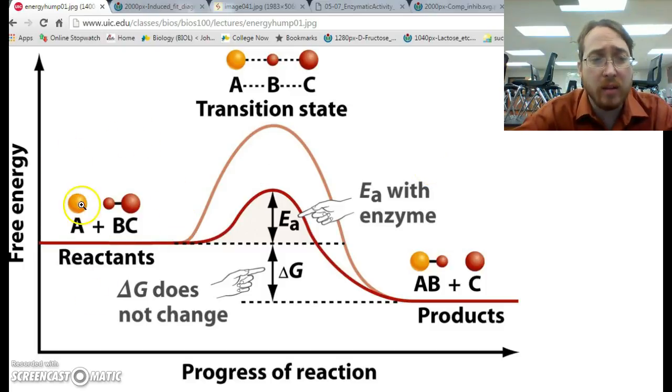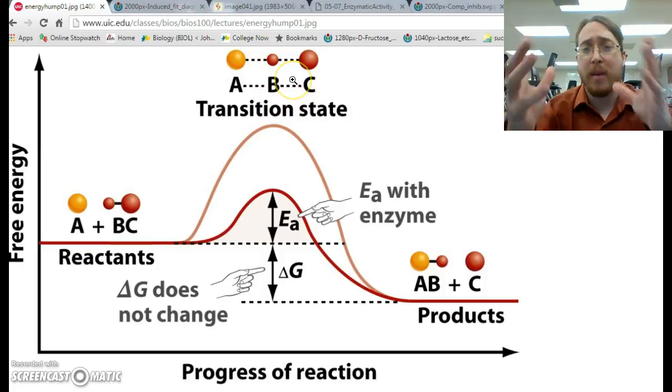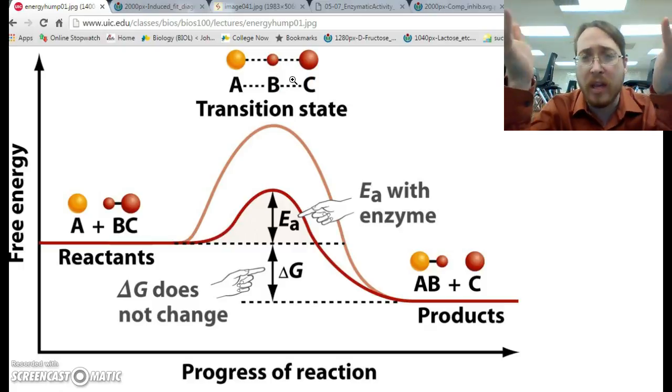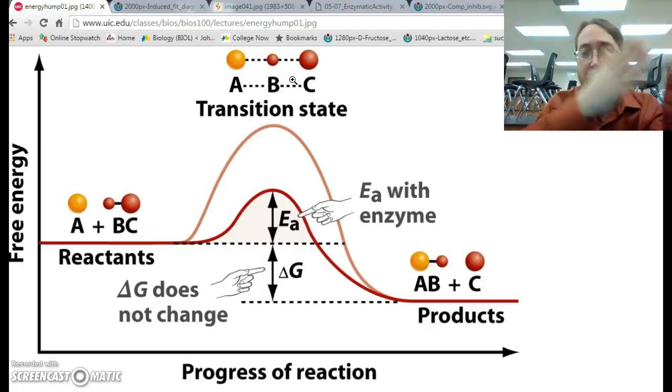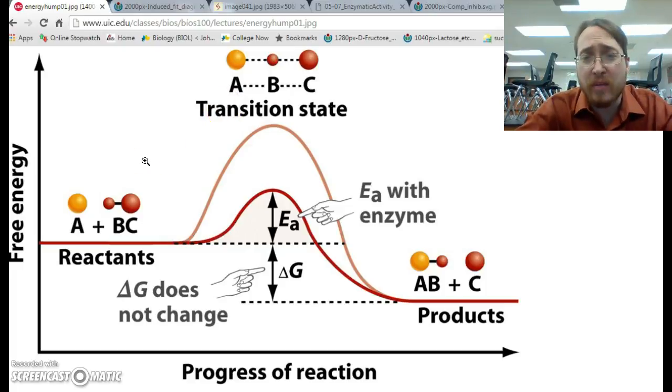We have reactants. These are the molecules or atoms or particles that are going to be the starting material of the chemical reaction. And we have our products here. These are going to be whatever is made at the end of the chemical reaction. And we have a transition state. Now, the transition state is like that middle point where they're all kind of jumbled together and they are becoming the product. They're making that transition. But there needs to be energy invested to get to a transition state.